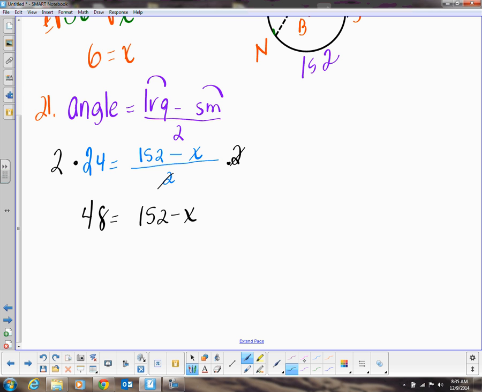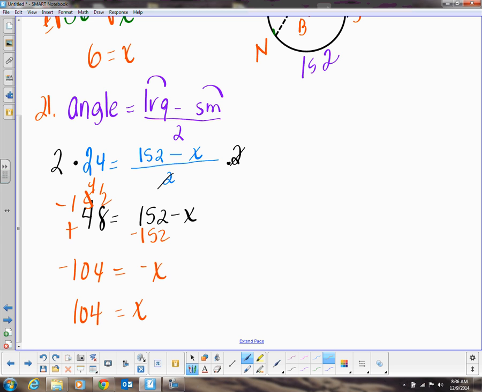What's the next step? Subtract 152. So I'm going to subtract 152. That's going to be negative 104 is equal to negative x. So what is x? Would it be 48 minus 152? Yeah. How about negative? I just did this because I don't have a calculator. Right. Next question.